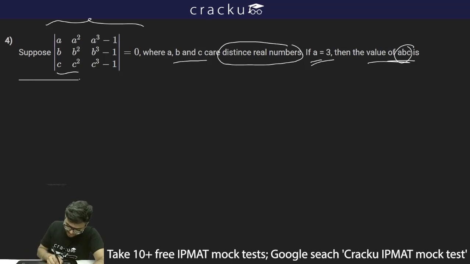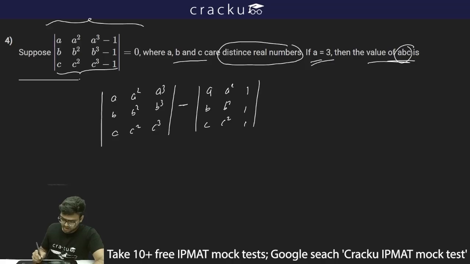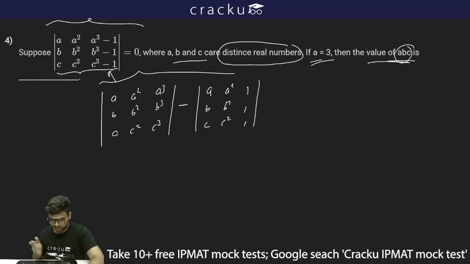So I can just write this as the determinant of a, a square, a cube; b, b square, b cube; c, c square, c cube, and minus the determinant of a, a square, 1; b, b square, 1; and c, c square, 1. Now both of these are basically the same thing. This entire thing can be written as one determinant, because we are just merging them. So this will become a cube minus 1, b cube minus 1, and c cube minus 1.